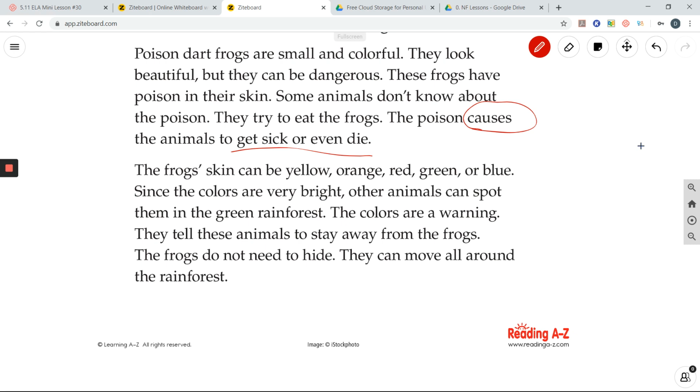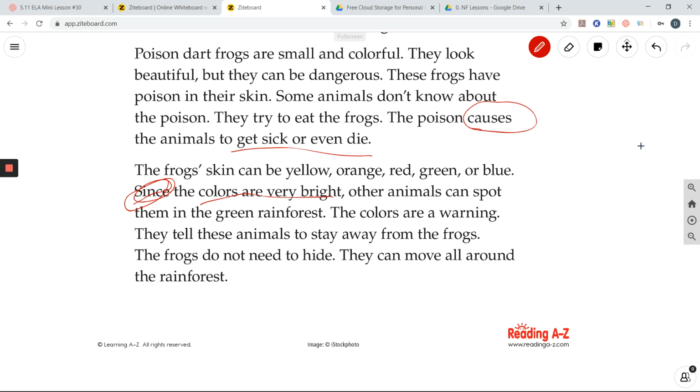Find the clue word in this paragraph. What's a word or a signal word that tells you something else happens? It's this word, since. The colors are very bright. This is a cause, and the bright colors make something else happen.